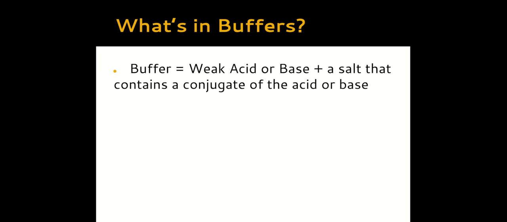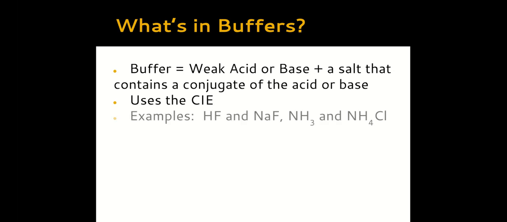So, what's in a buffer? A buffer is a weak acid or a base plus a salt that contains a conjugate of the acid or base. Sometimes it's just easier to see examples. A buffer uses the common ion effect, like what we looked at yesterday. Those examples would actually produce buffers. So here's an example. A buffer could be made if you took HF, which is a weak acid, and mixed in some NaF, because the F- is a conjugate weak base. You could also make a buffer with a weak base, NH3, and a weak conjugate acid like NH4+. Those are the things that are in buffers.